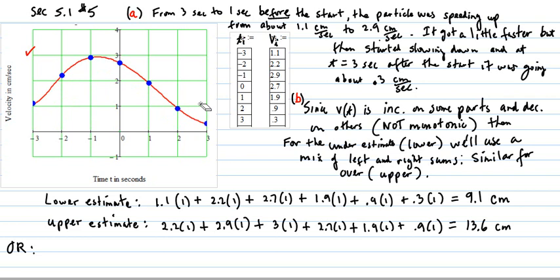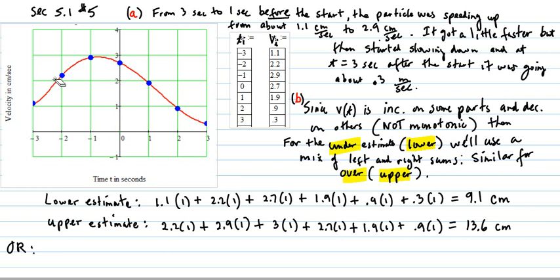Part B. They say find under and over estimates for the distance traveled. Well, over is the same as an upper estimate, and under is the same as lower. So those are the same. But the problem is that the function is not monotonic on the interval from -3 to 3. What that means is it's not strictly increasing or strictly decreasing. It's a mix of increasing and decreasing.